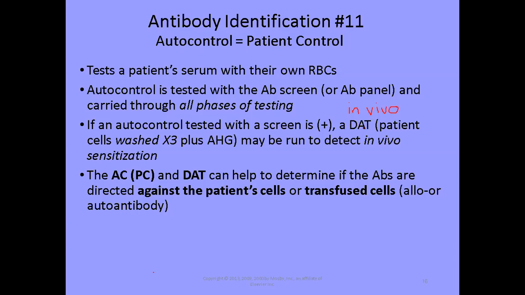Okay, so these cells may be coated with something already, some antibody. Okay, and this happened in the patient. So for the direct antiglobulin test, we're just going to take a drop of the patient's 3 to 5% red cells, wash them 3 times, add the AHG, centrifuge and read. It was already there. See, I didn't even need it. So the auto control or the patient control and the DAT can help us to determine if the antibodies are directed against the patient's own cells or maybe transfused cells, whether allo or auto antibody. And we'll be looking more at that in the future.